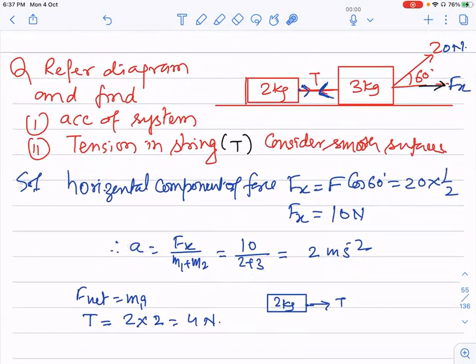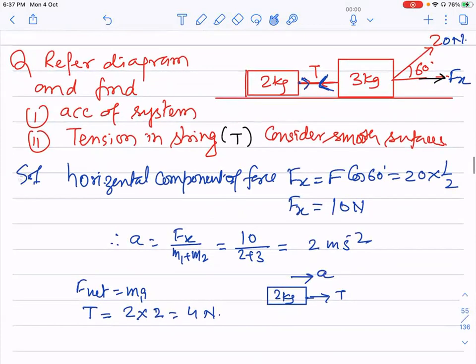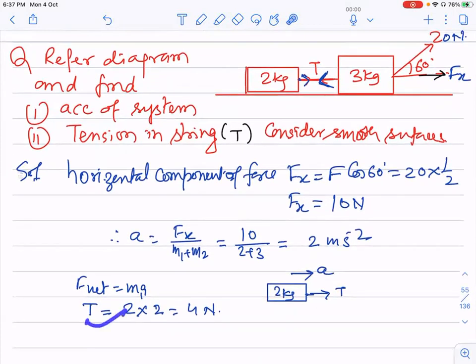Now टेंशन निकालने के लिए इसका FBD बना लेंगे यहाँ पर. इसमें कितने फोर्स लग रहे हैं हॉरिजॉन्टल डायरेक्शन में? Only T, no other force in horizontal direction. तो F net is equal to M1 a, that is T is equal to M1 a. M1 is 2 kg. इसको 1 ले लो M1, इसको M2. So 2 into 2, 4 Newton. Tension will be 4 Newton. Clear? First we find out the acceleration, then we can find out the tension.